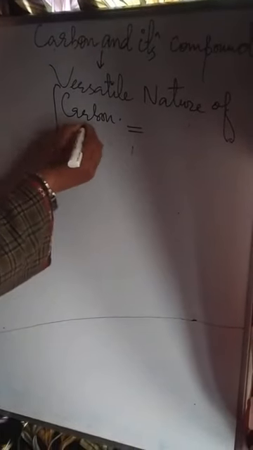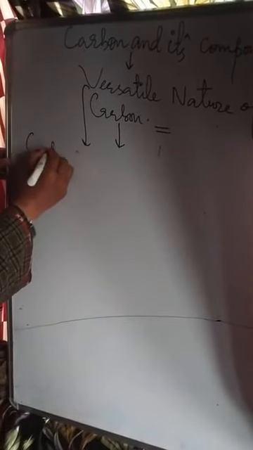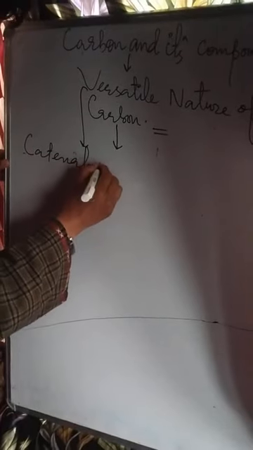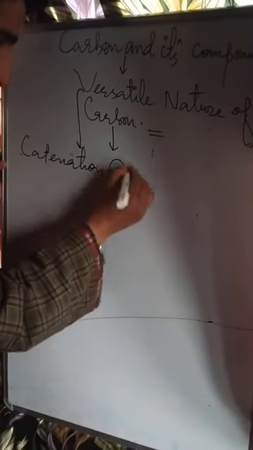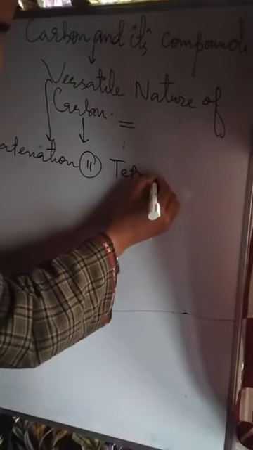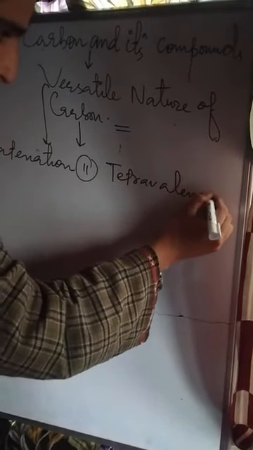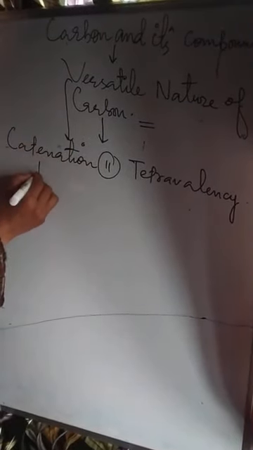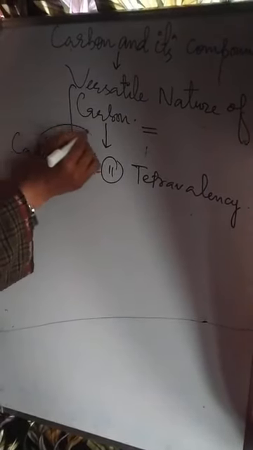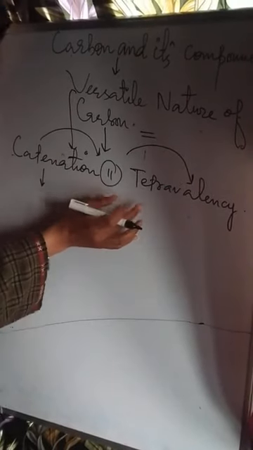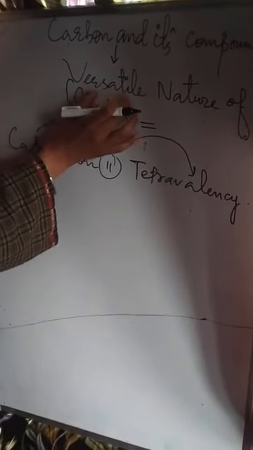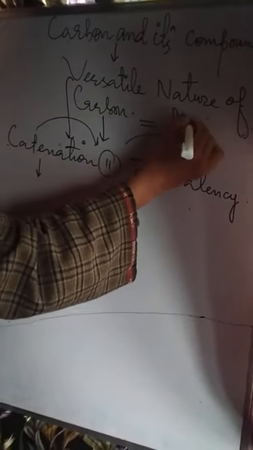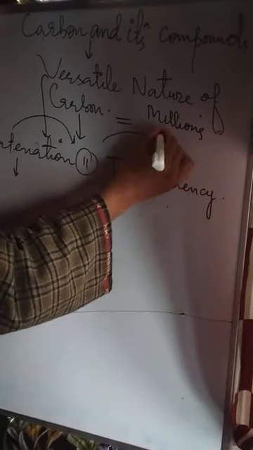Carbon has two important properties. That's why carbon is versatile in nature. One is the property of catenation and another is the property of tetravalency. Let us discuss them one by one. Because of these two properties, carbon is versatile in nature and it forms millions of carbon compounds.